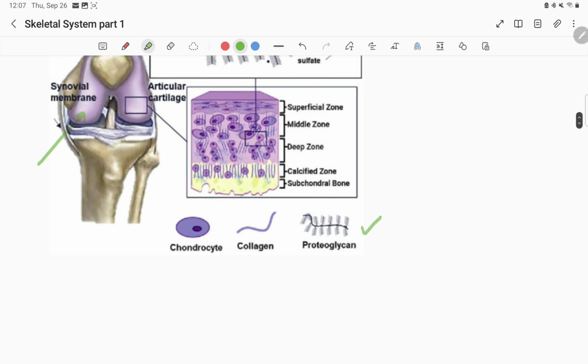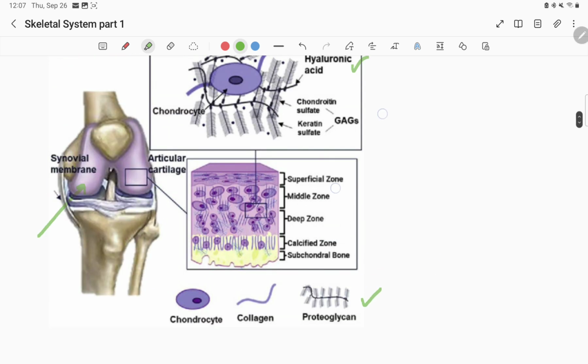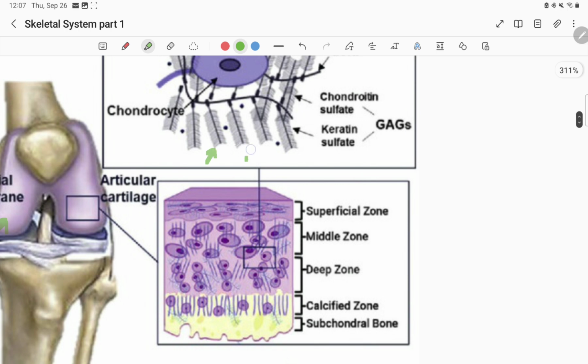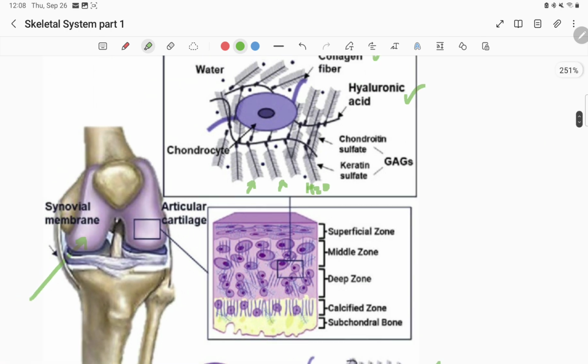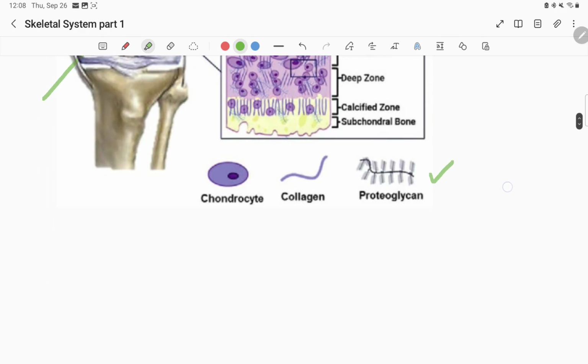Okay, and then here's the proteoglycans. That's what they look like under a microscope. And you can see the proteoglycans here, which also attract a lot of water. Okay, that's what helps keep things hydrated.